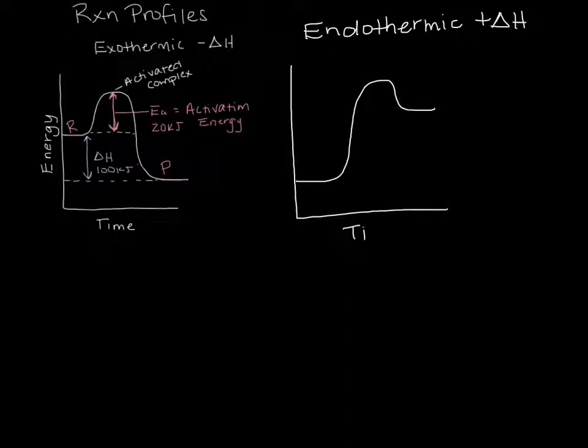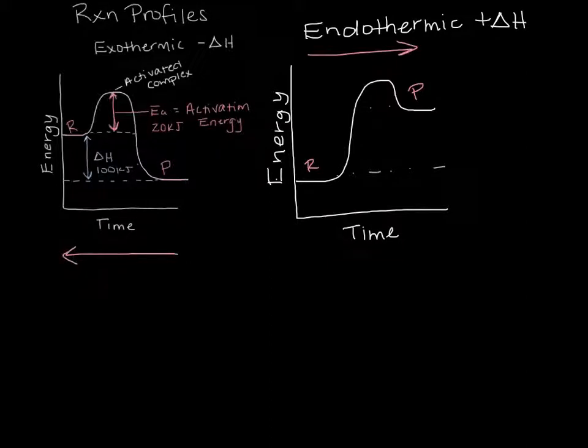So again, this is going to be my time, and this is going to be my y-axis. It's going to be energy. Okay, and I can fill everything in the same way that I had on my other graph, except in this case, my products have now become my reactants, and my reactants have become my products. Okay, so this reaction moving in this direction is the same as this reaction moving in this direction. Okay, so if I fill in my value, my delta H is still going to be 100 kilojoules.